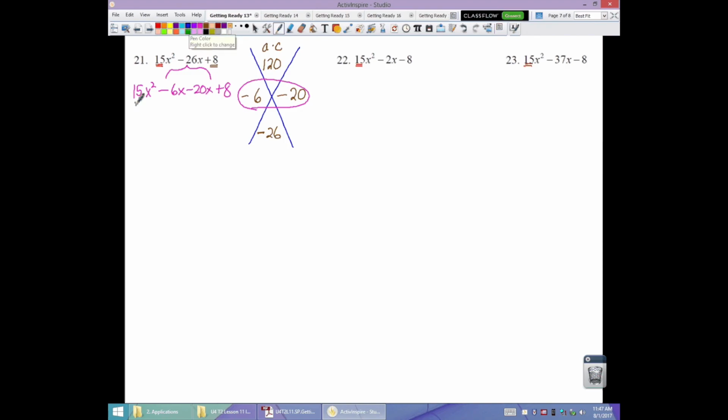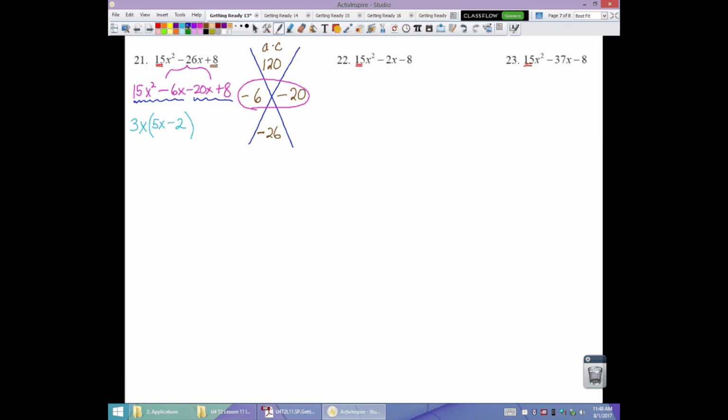And now, since I have four terms, I look at it as two sets of two. And I take out the GCF out of each of those sets. So in this first set of two terms, 15x squared minus 6x, the greatest common factor would be 3x. So I'm undistributing that. If I take 3x out, 3x times what is 15x squared? So that's 5x. 3x times what is negative 6x? Negative 2.